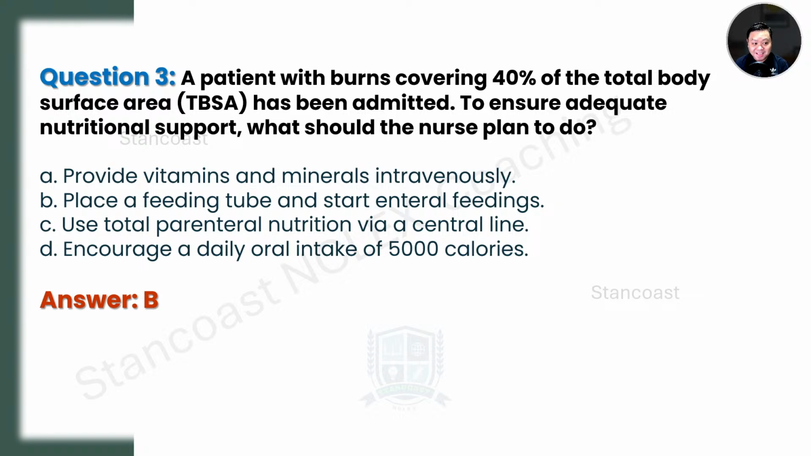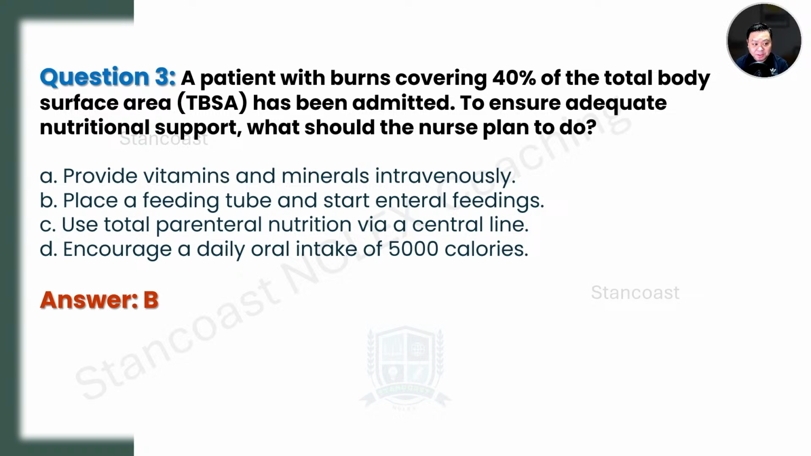Now, if you selected letter A, intravenous vitamins and minerals, this can be beneficial, but the vitamins and minerals alone will not meet the patient's caloric needs. So we're going to take that down. What about letter C? Use total parenteral nutrition, or TPN. This is going to place a higher risk of infection, especially, and this is something that is typically reserved for cases wherein the administration of enteral feeding is not possible. So take note about that.